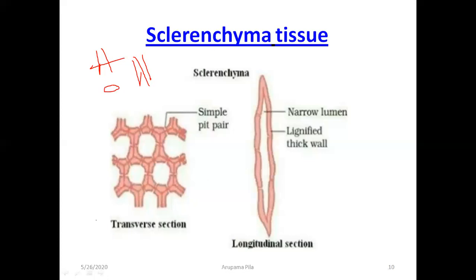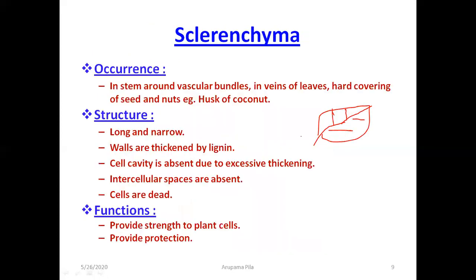So this is the transverse section of the part of plant which is showing sclerenchyma tissue, and this is the longitudinal section. Here you can see how thickening is present. These are the thickenings. They are very, very thick, and intercellular spaces are not there. Fine. And this is the narrow lumen present, and here are the lignified thick walls. Lignified means presence of lignin. Because of the presence of lignin, the walls are very, very thick. So this is about the structure.